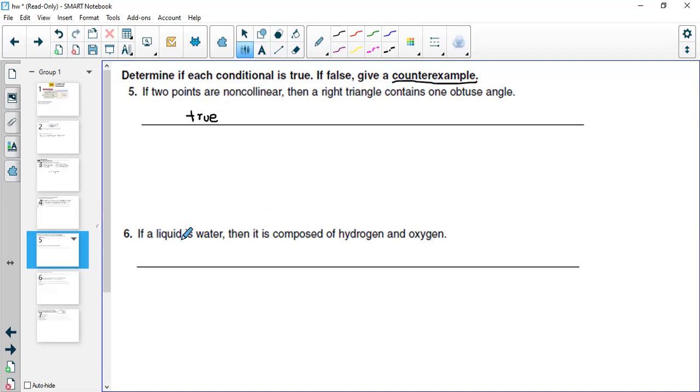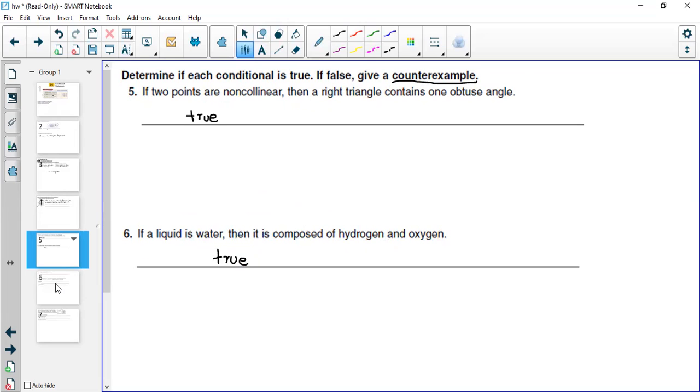All right, so the next one. If a liquid is water, then it is composed of hydrogen and oxygen. So this is more like chemistry, so you need to know the compounds of water. So water is called H2O, that's because of hydrogen and oxygen. So if a liquid is water, then yes, it is composed of hydrogen and oxygen. So this is true as well.